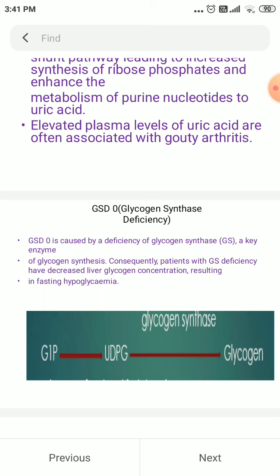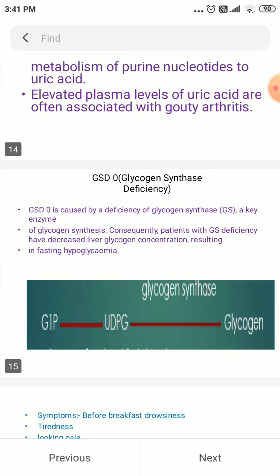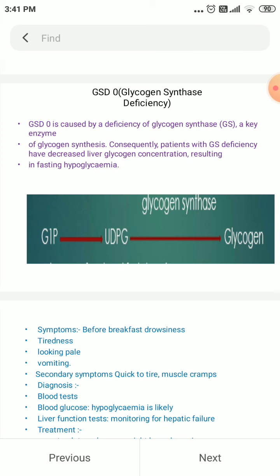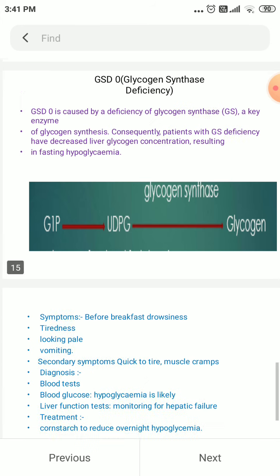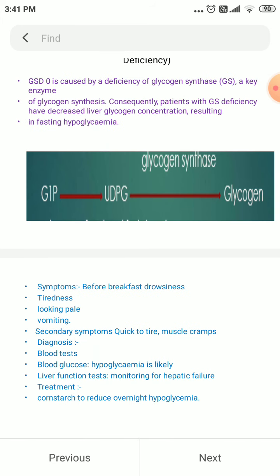Of course, there will be no glucose molecule available in this particular person in the fasting condition, so he results in a fasting hypoglycemia condition. You can see the symptoms, which include before-breakfast drowsiness and tiredness because of the fasting hypoglycemia. Looking pale and vomiting also happen, because there will be low blood sugar, resulting in nausea and vomiting. Secondary symptoms include quickly tiring and muscle cramps.